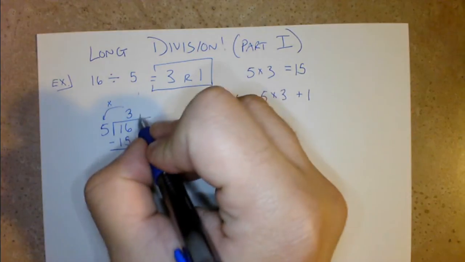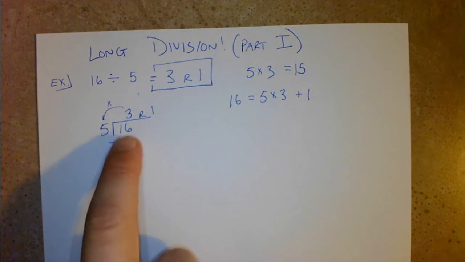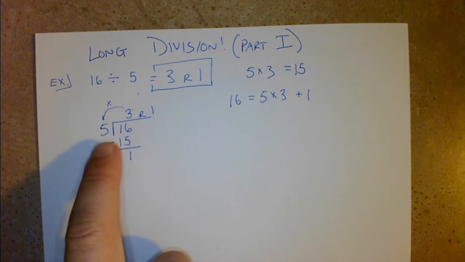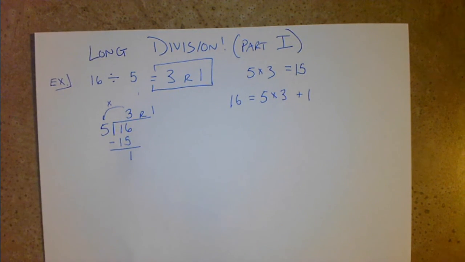And so this is one way of getting my answer. I'm done with my division. I've run out of numbers here. So 16 divided by 5 is 3 remainder 1.